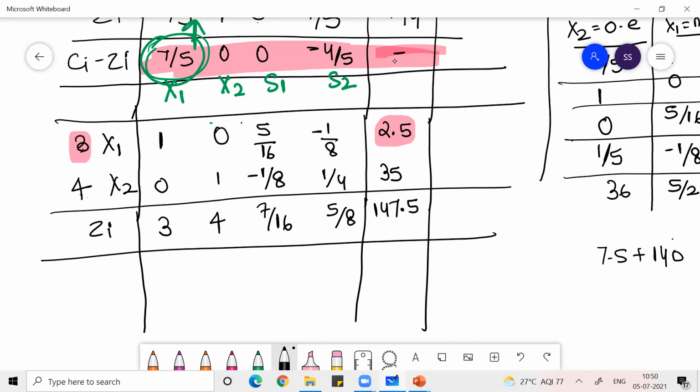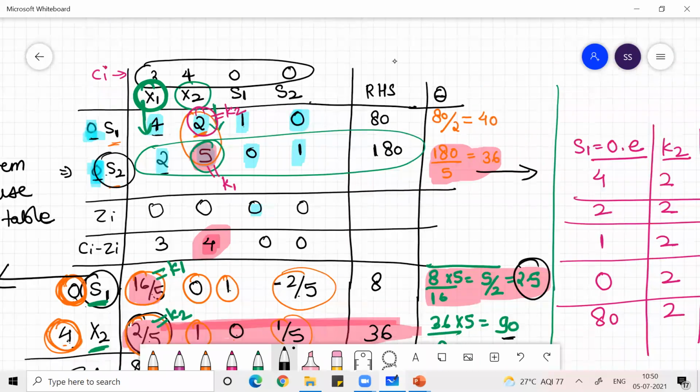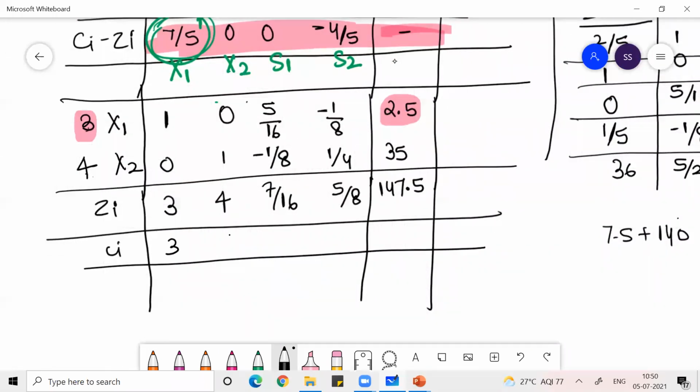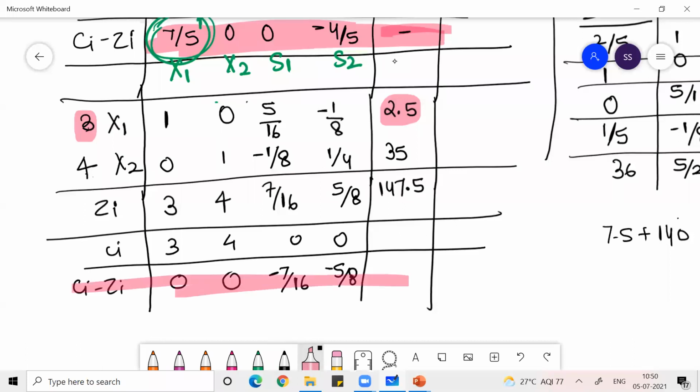You know your Ci values, no? Ci values you wrote at the top. That was 3, 4, 0, 0. Now find the Ci minus Zi values: 0, 0, minus 7 by 16, minus 5 by 8. You can see all your Ci minus Zi are 0 or negative. So we'll follow this iteration table till all Ci minus Zi is 0 or negative. Once that is done, you reach your answer.